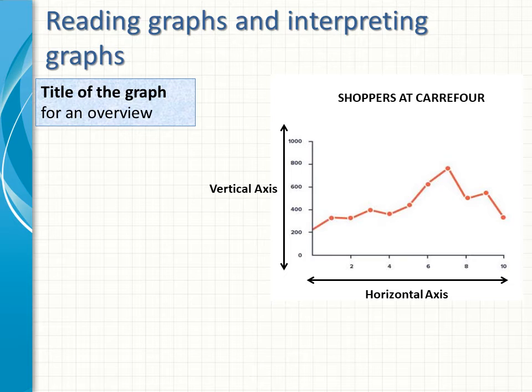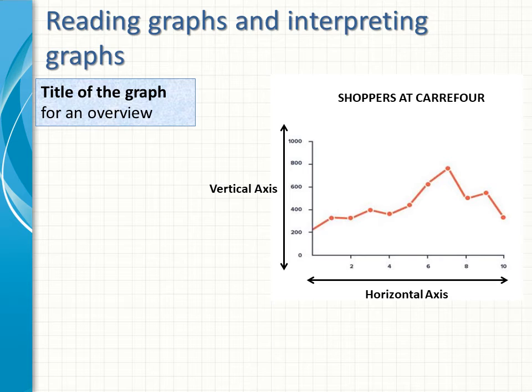We have the vertical axis. You see the vertical axis running from the top to the bottom. And we also have the horizontal axis running from the left to the right. The vertical axis is where you count from 0 up to 1000. That's the scale of our vertical axis. Then look at the horizontal axis. It runs from 0 up to 2, 4, 6, 8, and 10.